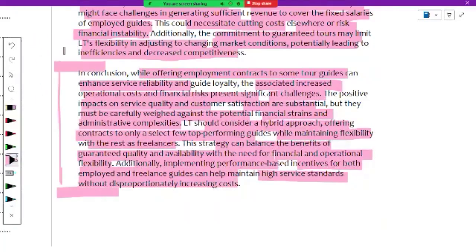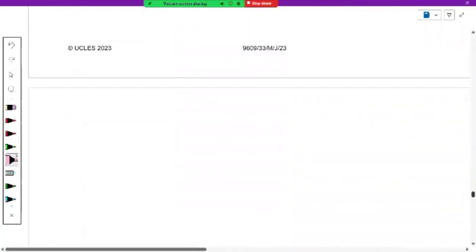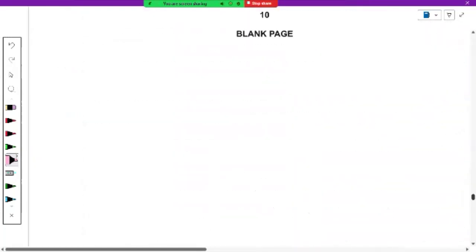I have given the conclusion on whether we should offer the employment contract or not. And on the other side, I have already discussed the other strategies which would be useful in this situation. Okay, so I am done with my questions. We have a total of 5 questions and we have already done them.